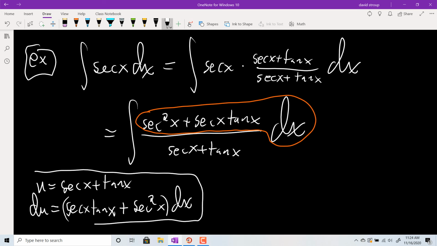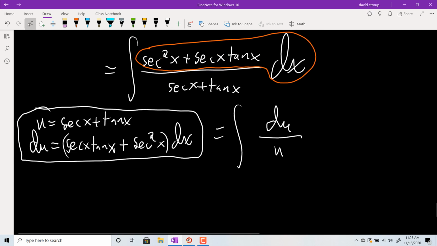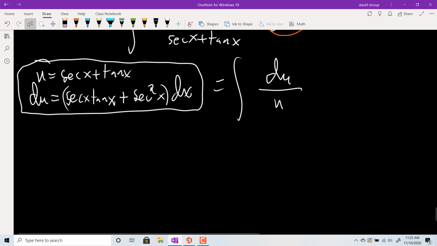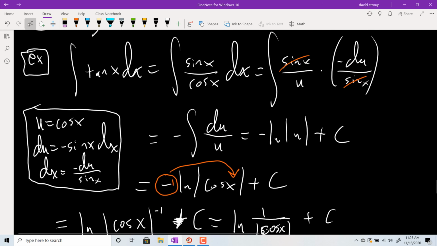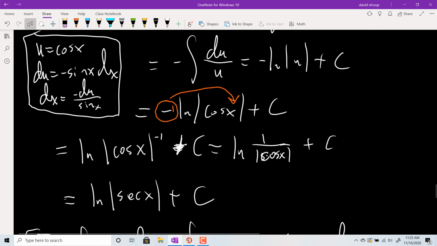So we can replace that. Let me box this off as usual. We could replace that junk with a du in the numerator and then just u in the denominator. And then that's the integral of the day. Ln of the absolute value of u plus c, back subbing, ln absolute value of secant x plus tan x plus c. Okay. So you definitely need the tan one memorized.